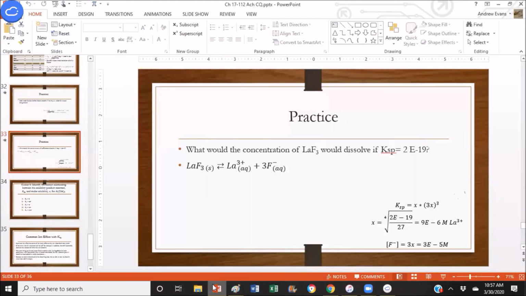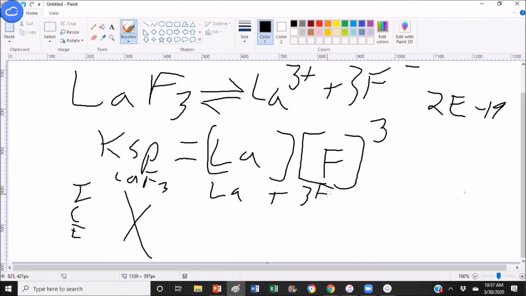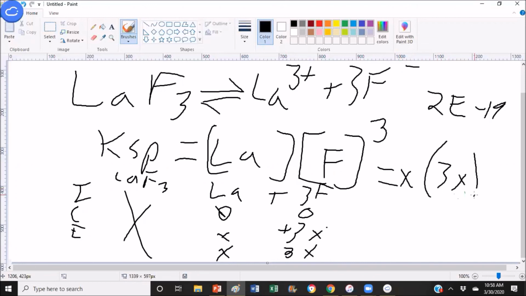Well, except for what is the KSP? The KSP is 2 times 10 to the negative 19th. Okay. So our ICE table for the LaF3, that doesn't matter. La and 3F, we're going to have 0, we're going to have x, and we're going to have 3x because we have 3 fluorides. Okay. So with that in mind, KSP is equal to x times 3x cubed. 3 times 3 times 3 is 27. So you get 27x to the 4th is equal to our KSP.